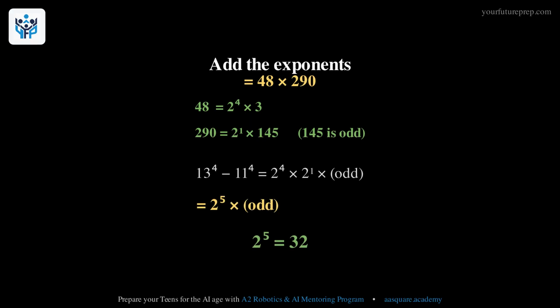So the largest power of 2 that divides the expression is 2 to the fifth, which equals 32. The largest power of 2 that is a divisor is 32, which is choice C.